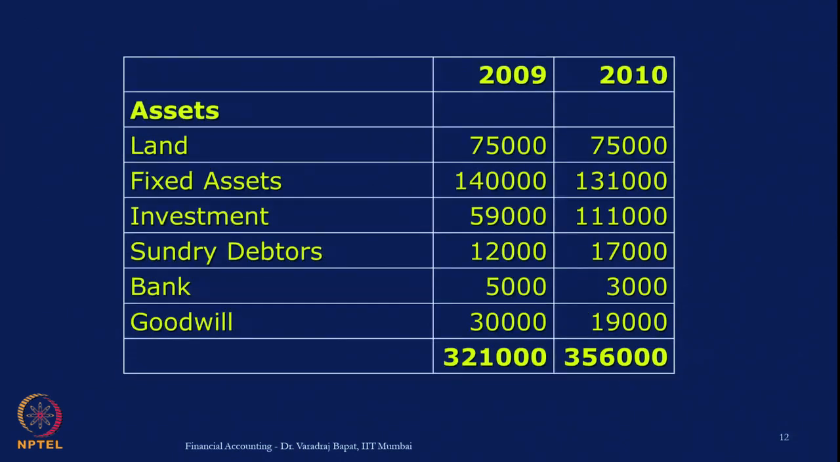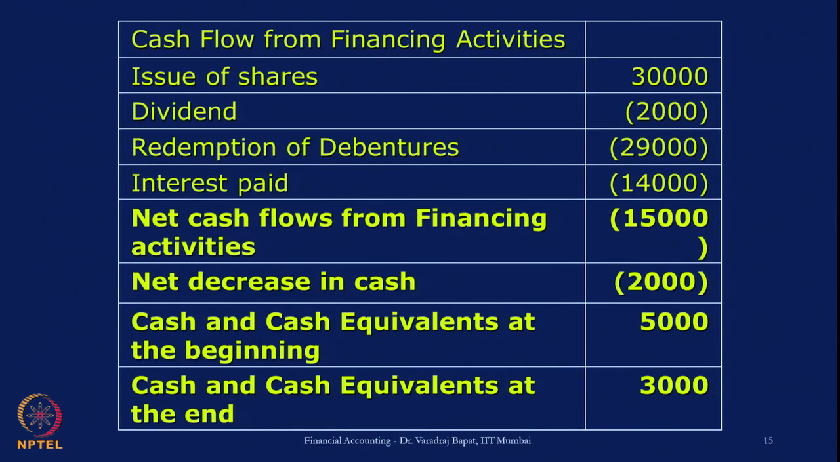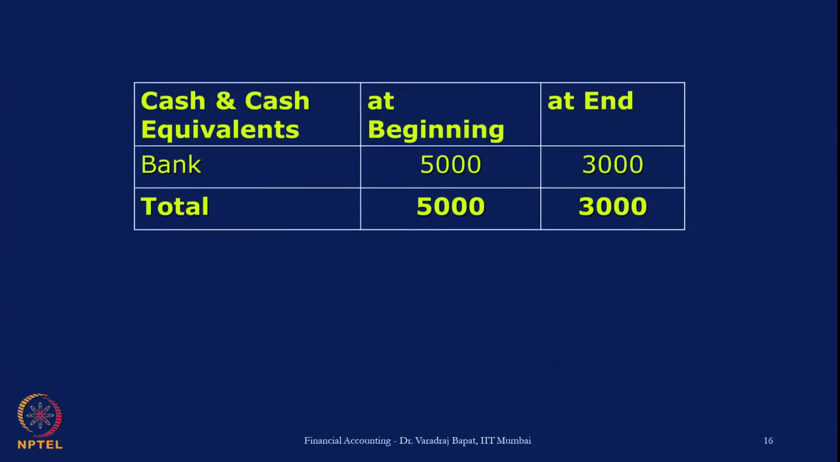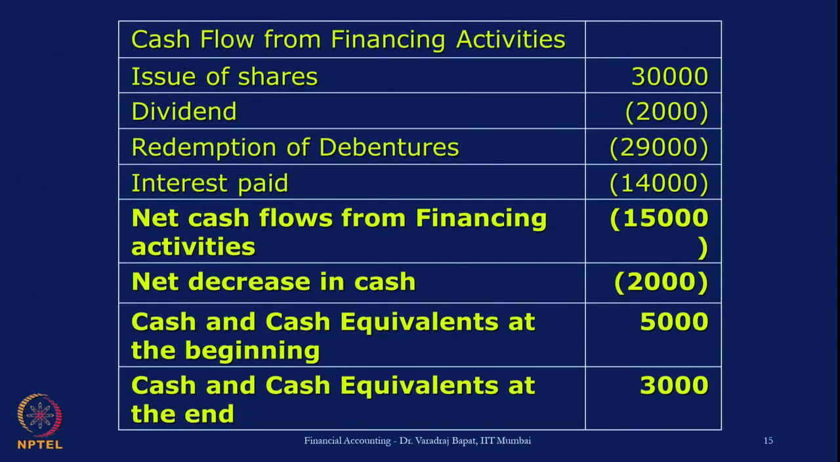Then go to balance sheet. Balance sheet has an opening bank balance of 5000 and closing bank balance of 3000. So if you take minus 2 plus 5, you will get 3000. So here the cash flow statement tallies. We will also make a reconciliation in the beginning and end. There is only one item. So beginning is 5000, end is 3000. So we already knew that there is a fall of 2000 from balance sheet in the bank balance. Now we have explained it through cash flow statement. I hope you have understood it.